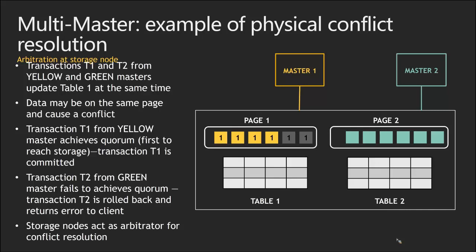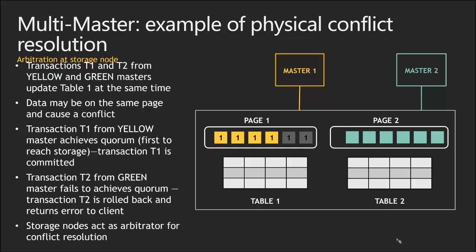So that still doesn't necessarily mean there will be a conflict, because the data that you wrote is not necessarily on the same page. But let's say that it is. So Aurora Multi-Master can deal with that situation. And what it does is basically the first one that succeeds is the one that is committed.